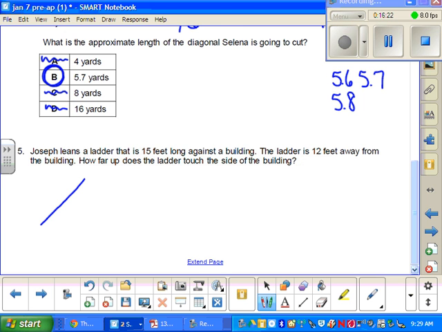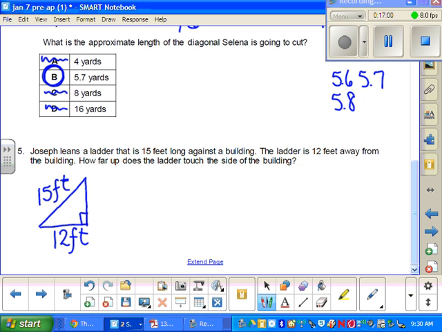So our ladder's leaning, and if you remember, the ladder is leaning, so guess what? That's the hypotenuse every time because your building is not going to be leaning, it's going to be straight. So our one leg is going to be the building, and then the other leg is just going to be the distance from the building to the ladder. So the ladder is 12 feet away from the building. So that means that that has to be 12 feet from the building. Then the ladder itself is 15 feet. So I know I have the hypotenuse and one of the legs.